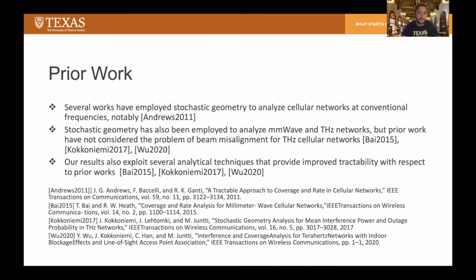Stochastic geometry is a tool that's been widely used to analyze cellular networks for quite a while now, and it's been used in a variety of settings. But past work hasn't really considered the joint problem of coverage in terahertz cellular networks and the problem of beam misalignment specifically. So this is the gap that our work fills. It's also notable that our work has somewhat more tractable results than past work.